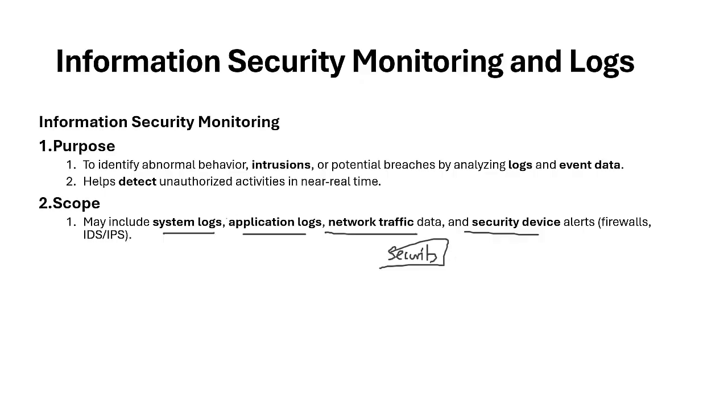On the other side, system logs record your service failures, application logs record your application events, and network traffic data basically captures the network activities, what is happening in the network. So all those things are captured here.